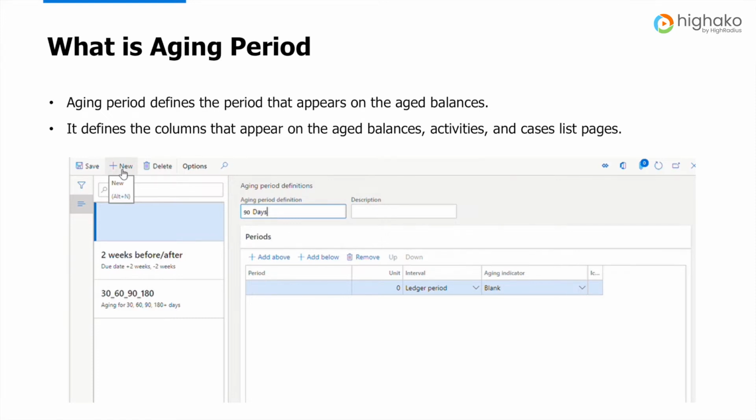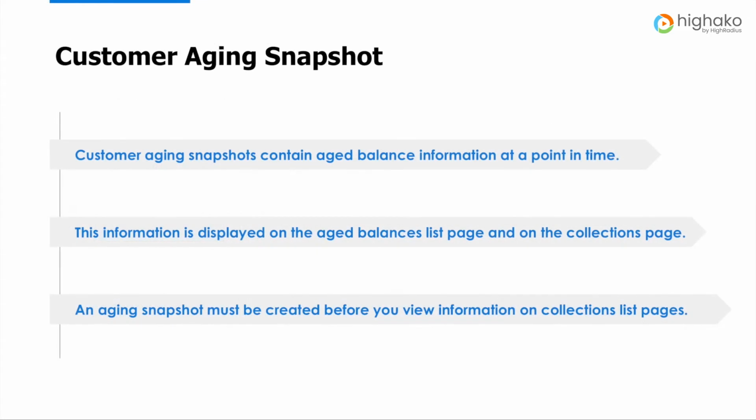Now, once you have defined the aging report you want to create on the system, the next step is creating an aging snapshot. The customer aging snapshots contain aged balance information at a point in time. For each aging period in the aging period definition, an aging snapshot detail record is created. It has two main things. The first one is the aging period ID, and the second thing is the total amount of the transactions with dates. These transactions are assigned to an aging period, such as 30 days past due.